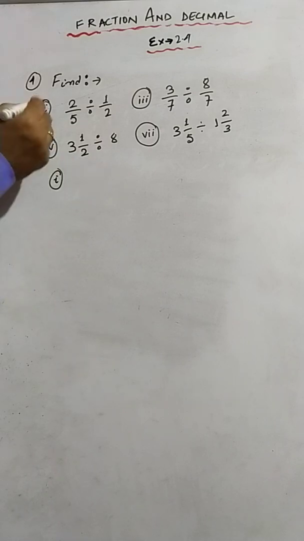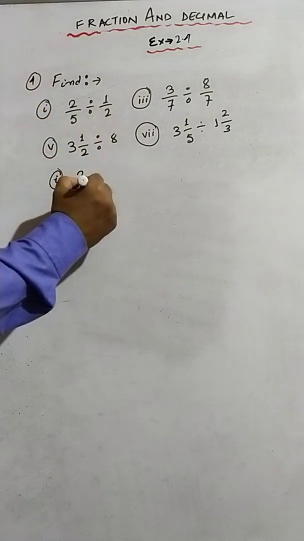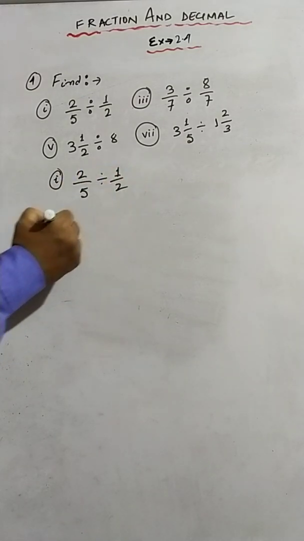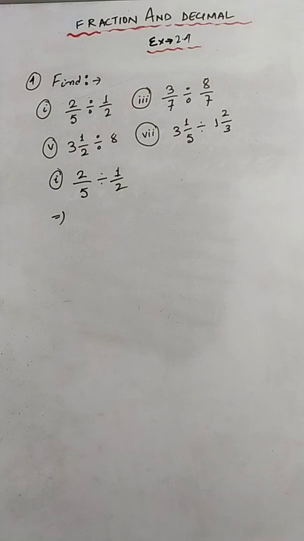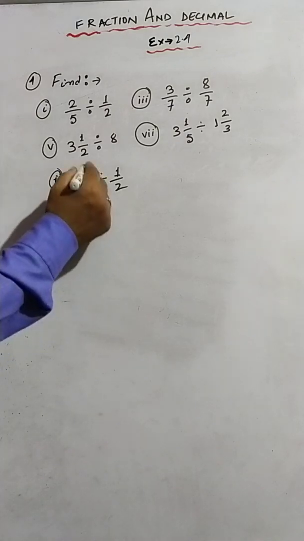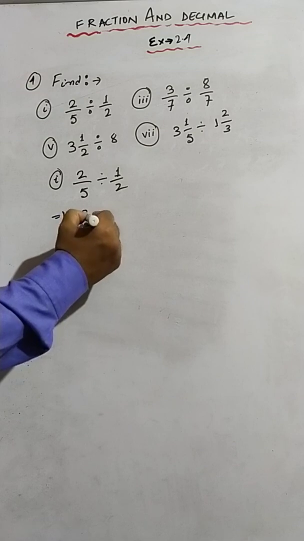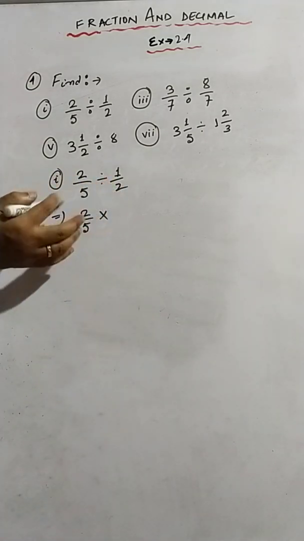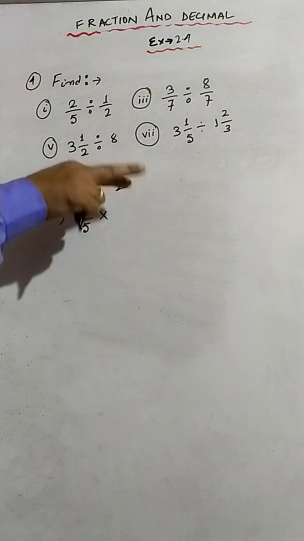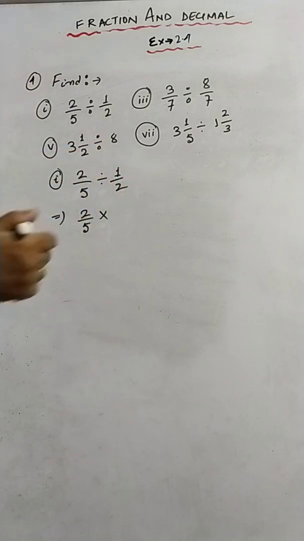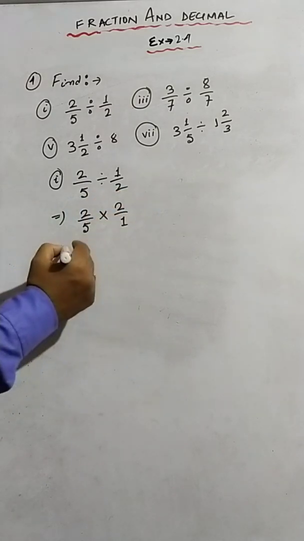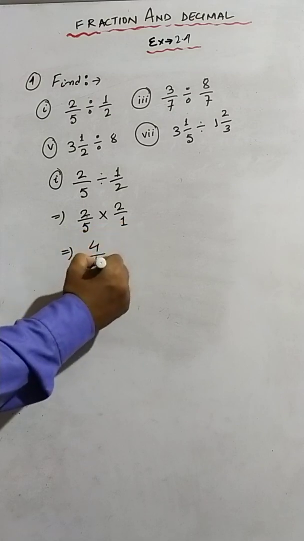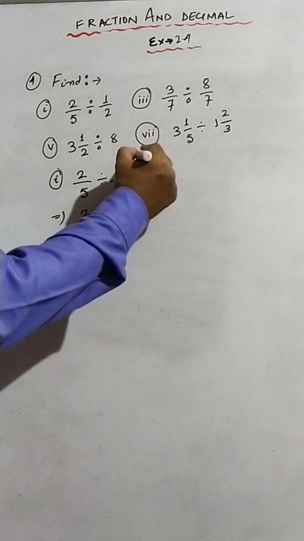So this is question number 4, sum number 1: 2 by 5 divided by 1 by 2. It's very easy, very similar to questions number 3, 2 and 1 of exercise 2.4. So we'll keep the left hand side fraction intact. Now in place of the division sign, we'll put a multiplication sign, and when we are doing this, we know that the right hand side fraction of the division will be reciprocal. That means 2 by 1. So your final answer would be 2 2s are 4 and 5 1s are 5. Okay, so this is your final answer for sum number 1.